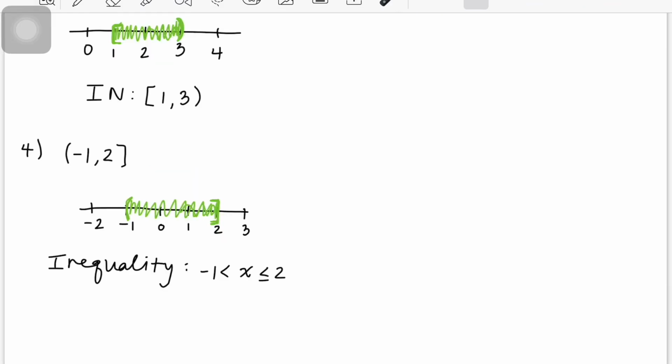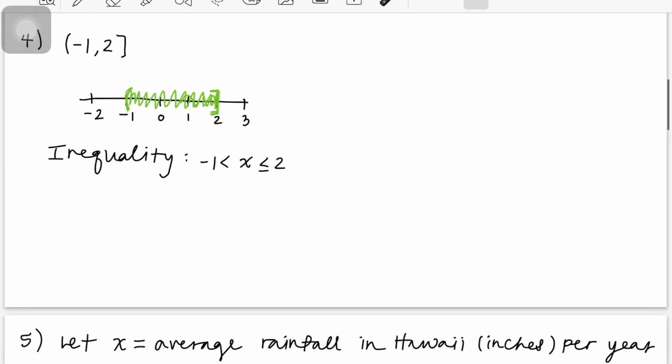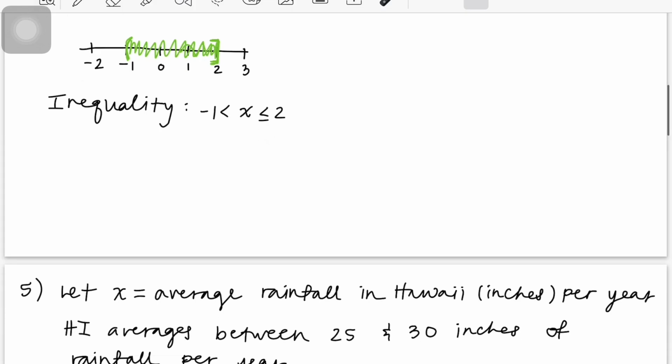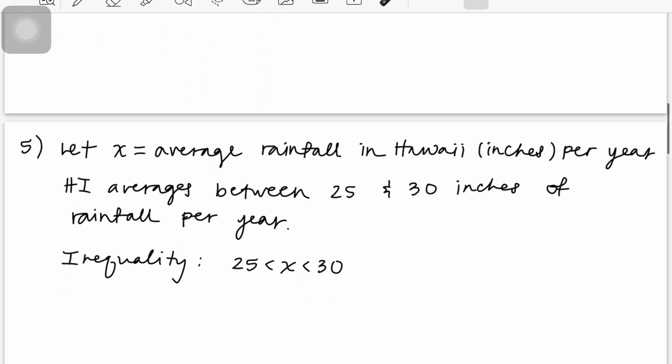Okay, so we can also use inequalities to represent real-world information. So let's look at the following example. Suppose that we let our variable x be equal to the average rainfall in Hawaii in inches per year, and we're told that Hawaii averages between 25 and 30 inches of rainfall per year. So we can write this information as an inequality, and it looks like this here. And this just means that x is between 25 and 30.